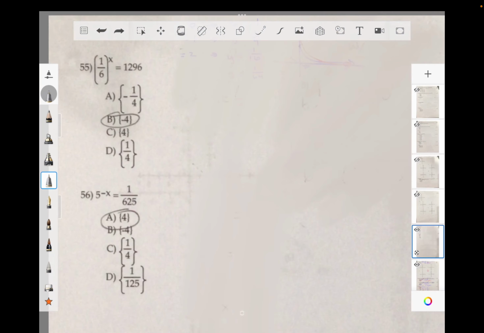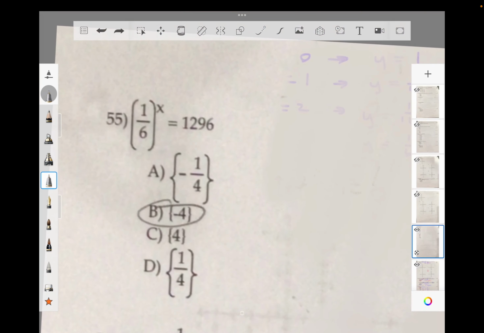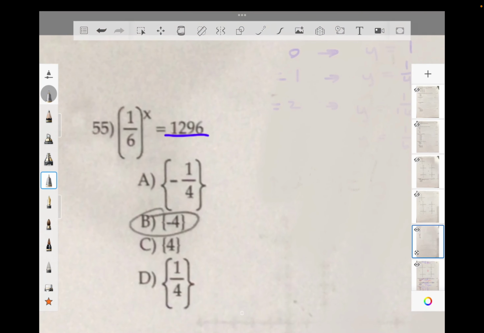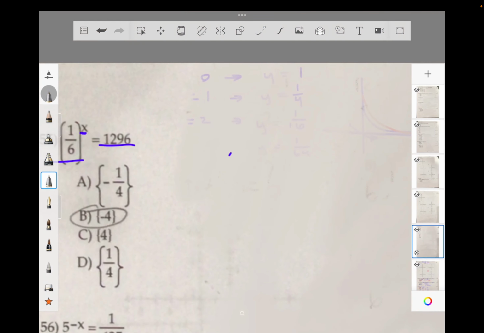Now, let's just think. First of all, I could see the answer right there. But the first thing you could notice is that this is not a fraction, and this one is a fraction. So this exponent has to be negative.